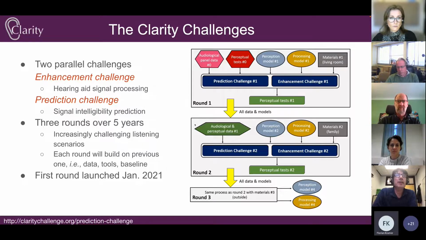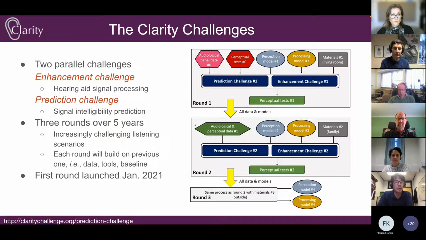So the plan was over 5 years to organize rounds of these challenges with increasing complexity, starting off with very simple scenarios, indoor speakers with occluding noise or interfering speech in stationary environments, but then to slowly walk up in steps through 3 rounds, increasing complexity, going from stationary scenes to dynamic scenes, going from simple scenes to complex scenes.